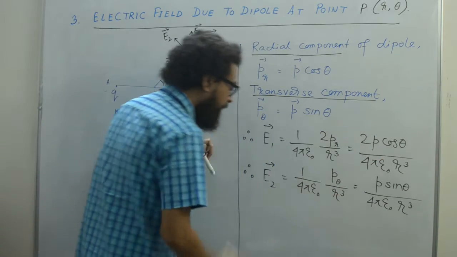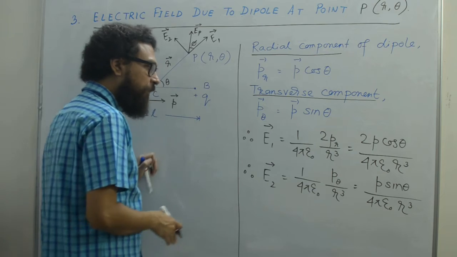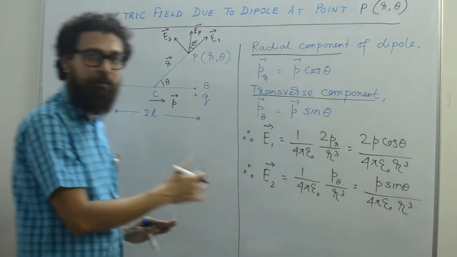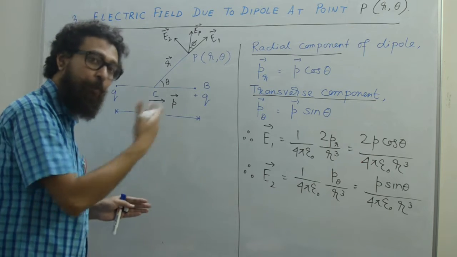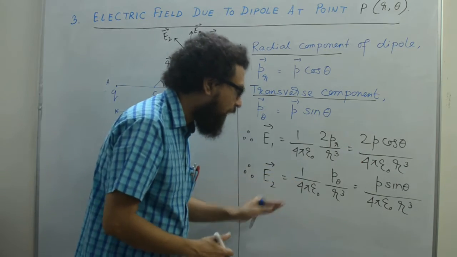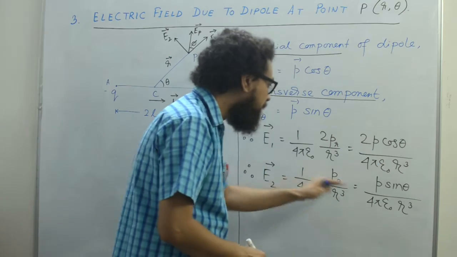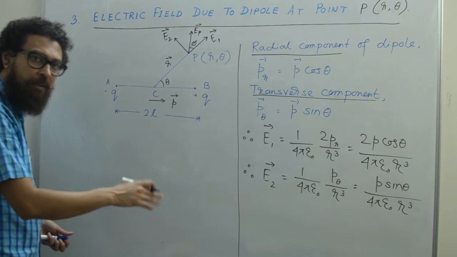So this is what we have. Now we are calculating E2, which is perpendicular to the radial component. And what is that? 1 by 4 pi epsilon naught p theta by r cube. Now we are writing p theta, not 2p theta, because it is the equatorial field. So p theta by r cube, small dipole. We are neglecting other things. So p theta is p sin theta. So that is the expression: p sin theta by 4 pi epsilon naught r cube.